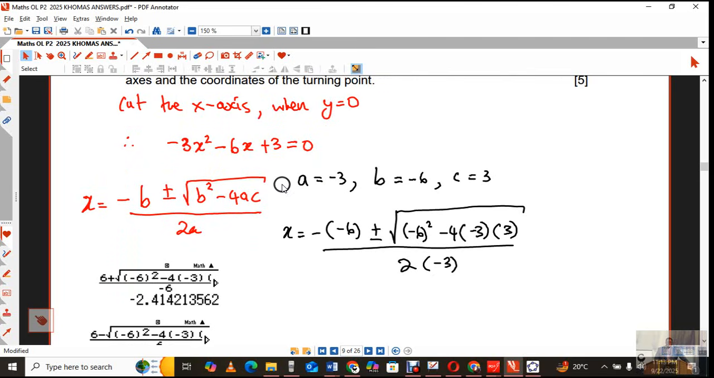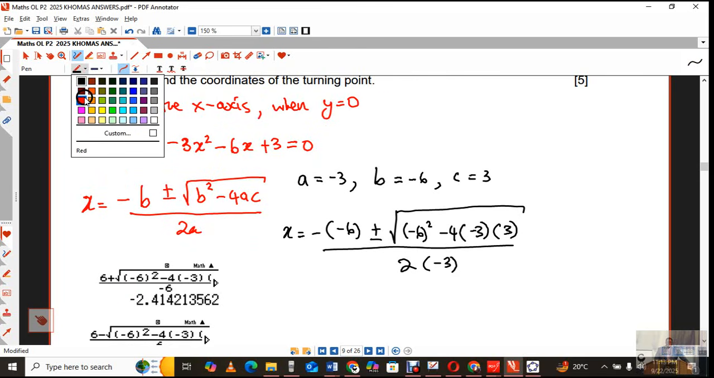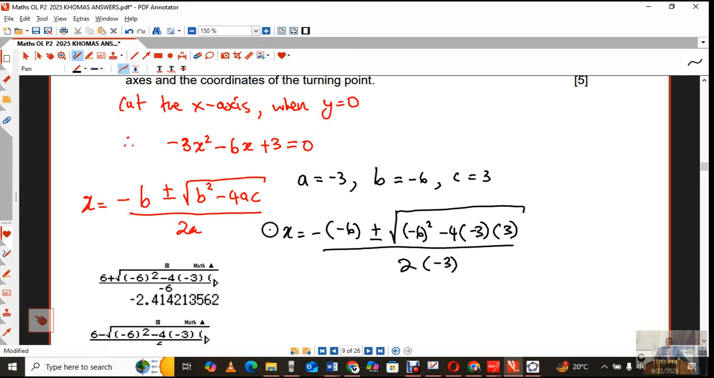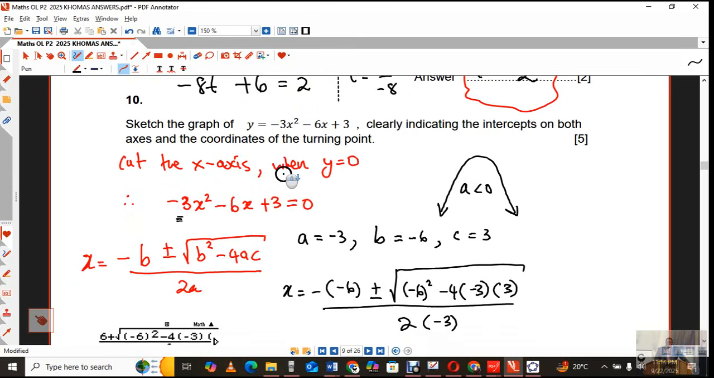Another thing, knowing that this graph is going to cut the y-axis, maybe before that, the shape of the graph plays a role. I know that because of this negative 3, this graph is going to take this shape. Very important that you know this, okay? This is because the value of a is less than 0. It's a negative number, and once it's a negative number, that is the shape the graph is going to take.